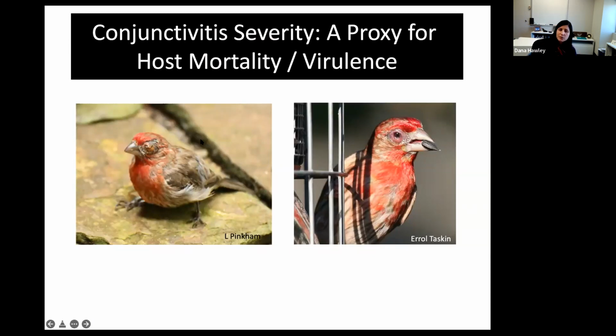And we know this because when we infect these individuals in captivity, many of them get this sick, and yet they recover because there are no predators or need to find food in captivity. So it's a nice system in that sense because we can study and measure variation in virulence without actually directly killing birds.